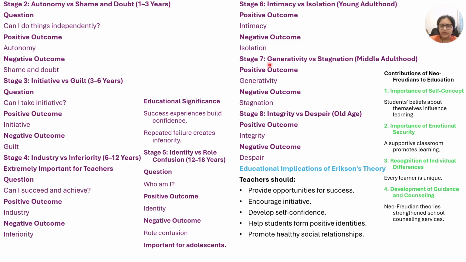Then the seventh one, generativity versus stagnation. This is in middle adulthood. Generativity is doing something productive. So if it goes on well, then the person will become generative.